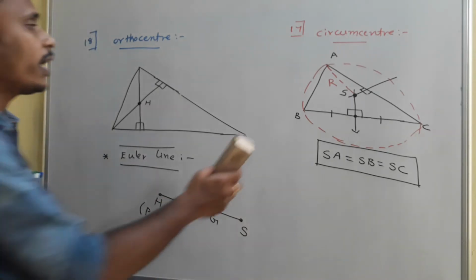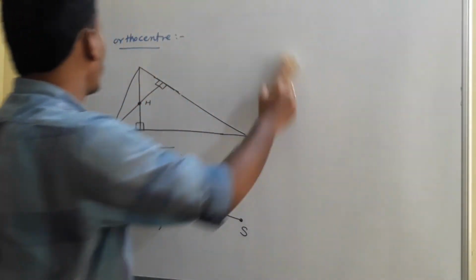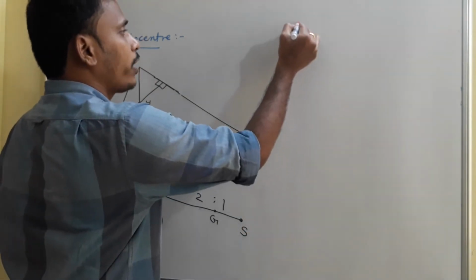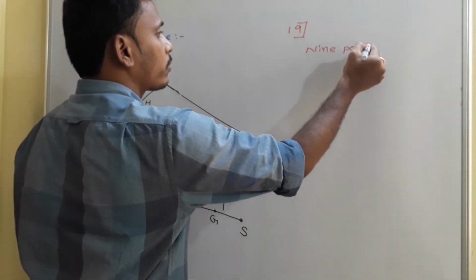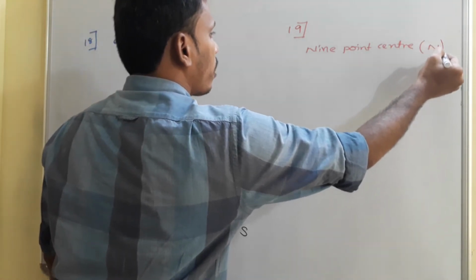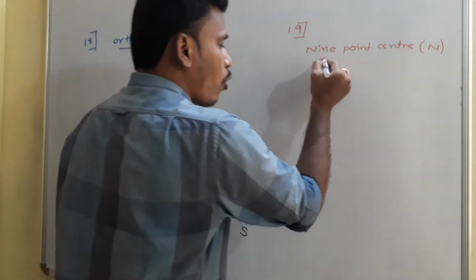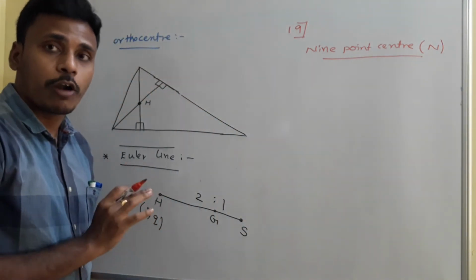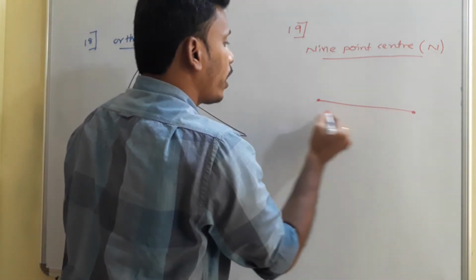This is about orthocenter, and the next thing is incenter. Not only the incenter, we have another thing related to the triangle. We call it the 9-point center. First I mention that, and then I go for the incenter. This 9-point center is denoted by the letter N. About the 9-point center and 9-point circle, we discussed everything in previous classes, so I am not mentioning it here. The 9-point center is just the midpoint of the Euler line.